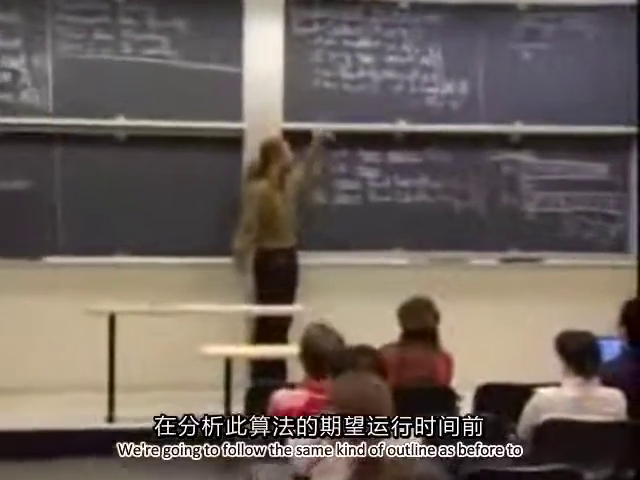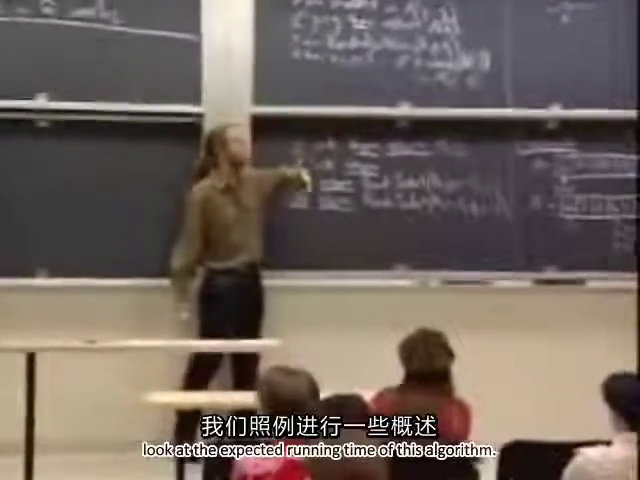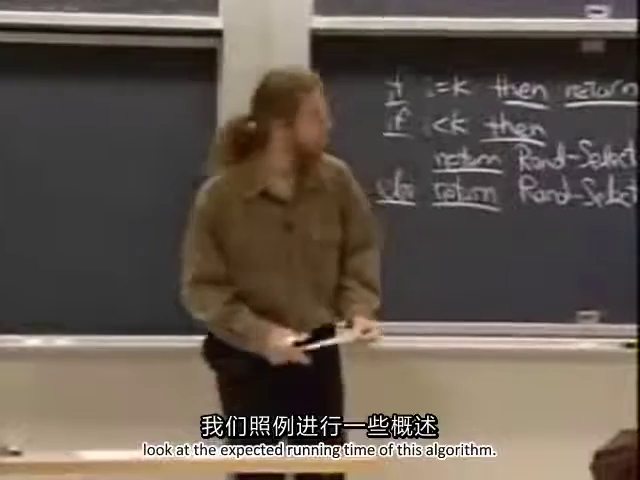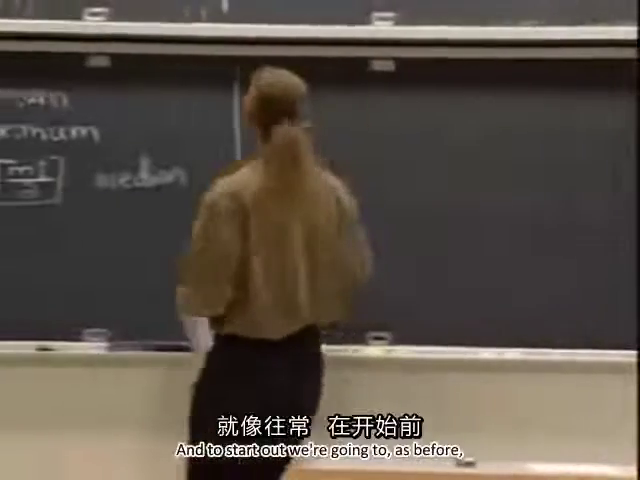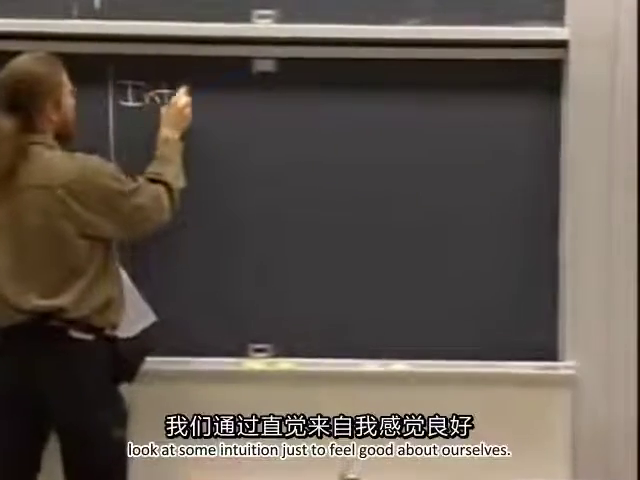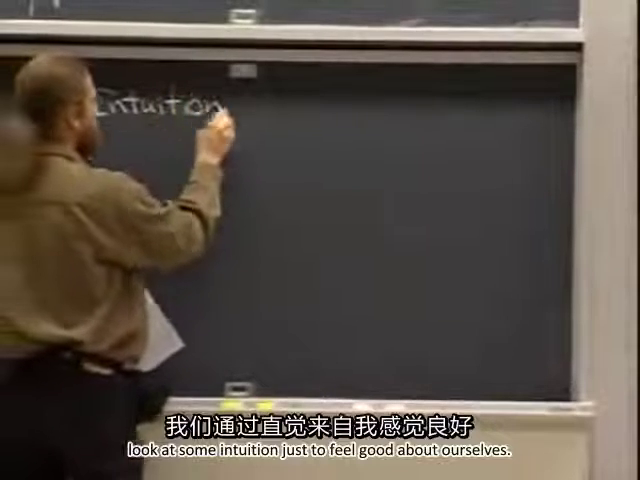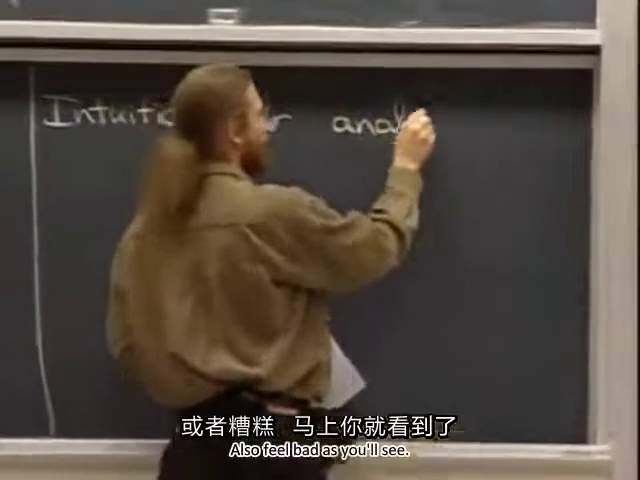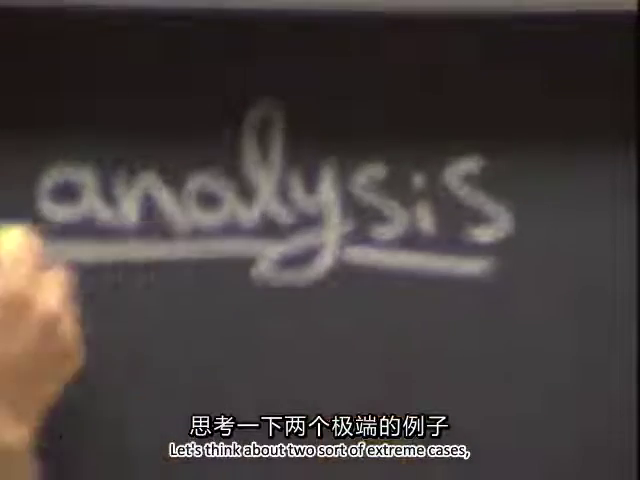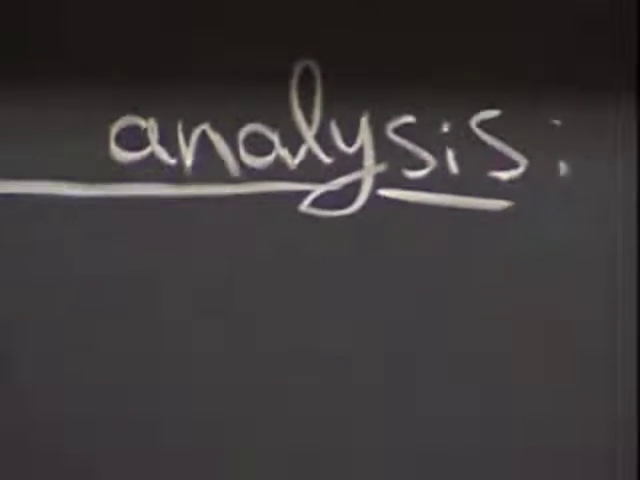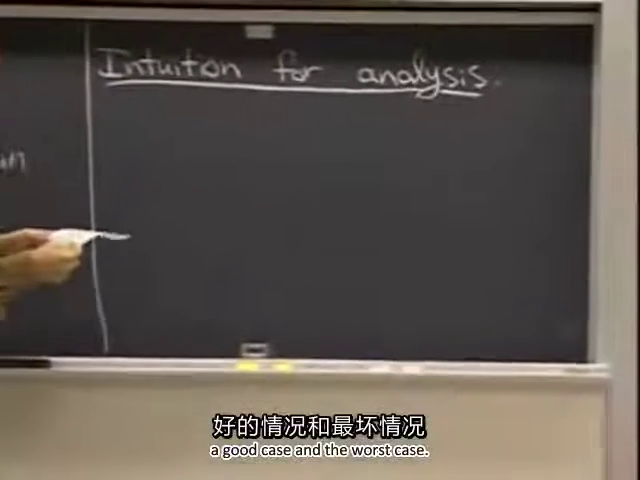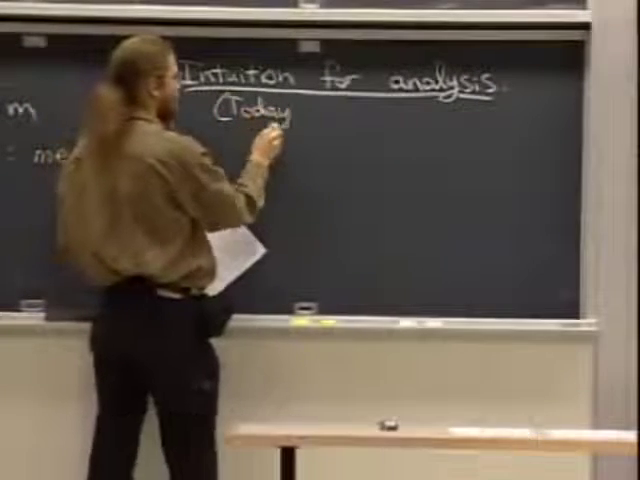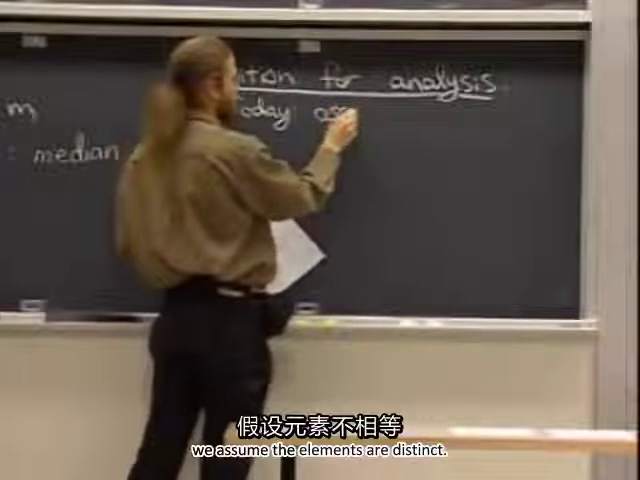So we're going to follow the same kind of outline as before to look at the expected running time of this algorithm. And to start out, as before, we're going to look at some intuition, just to feel good about ourselves. Also feel bad, as you'll see. Let's think about two extreme cases, a good case and the worst case. And I should mention that in all of the analyses today, we assume the elements are distinct.